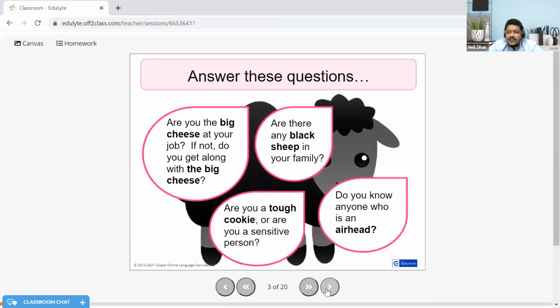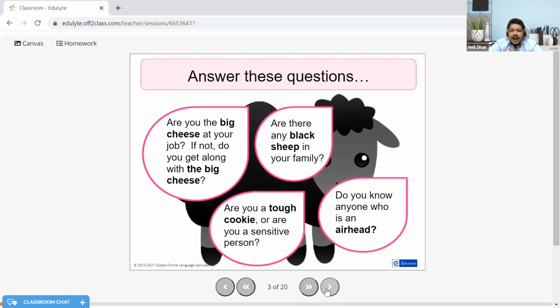Moving on, answer this question. Okay, take some time and answer these questions. First question, are you the big cheese at your job? If not, do you get along with the big cheese? Let me answer this question for you. Are you the big cheese at your job? No, I'm not. If not, do you get along with the big cheese? Of course I do. If you perform well, you get along with someone important in your organization or your community. So these are questions you can answer to practice your speech. This is an example. I would like you to take a couple of minutes to practice the speech.